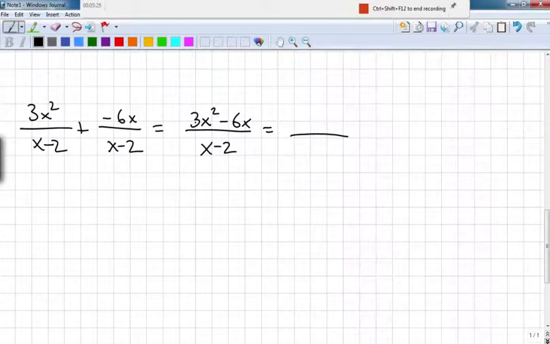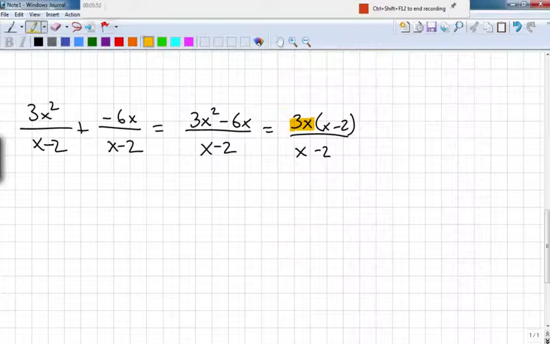Well, I can see I have a 3 that'll go into a 3 and a 6, and x will go into x squared and x, and that leaves me an x minus 2. So 3x squared minus 6x is the same thing as 3x times x minus 2, and I want to divide that by x minus 2. Now, the difference between the problem from before and this one is these two right here, what I have highlighted in yellow and what I have highlighted in green, are both multiplied together. They're not added, they're multiplied. So you can divide things out that are multiplied.